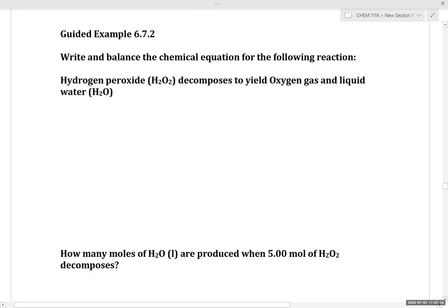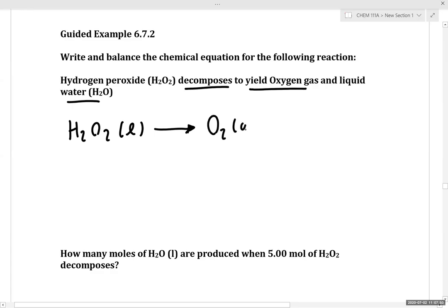This time we're asked to perform stoichiometry calculations when we have a word form of our chemical equation. So we're asked to write and balance the chemical equation for the following reaction. So hydrogen peroxide decomposes to yield oxygen gas and liquid water. Okay, so hydrogen peroxide is H2O2. The to yield says I have to draw an arrow. Oxygen gas is O2 gas. And water is H2O liquid.